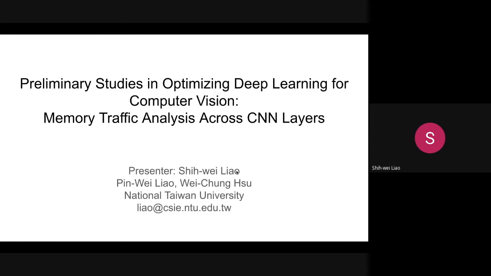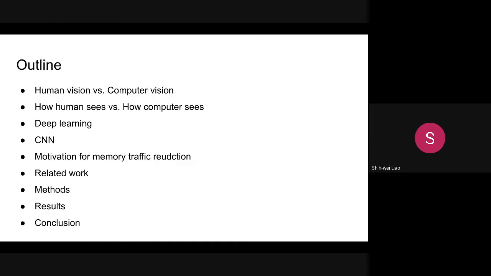It's an honor to present the preliminary studies in optimizing deep learning for computer vision. We are working on memory traffic reduction across convolutional neural network layers, and this is a joint work between me and my student and Professor Xu at National Taiwan University. Here is the outline of the talk.